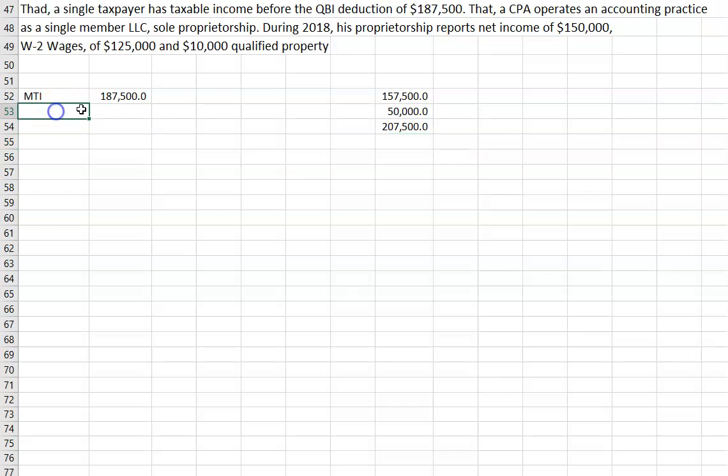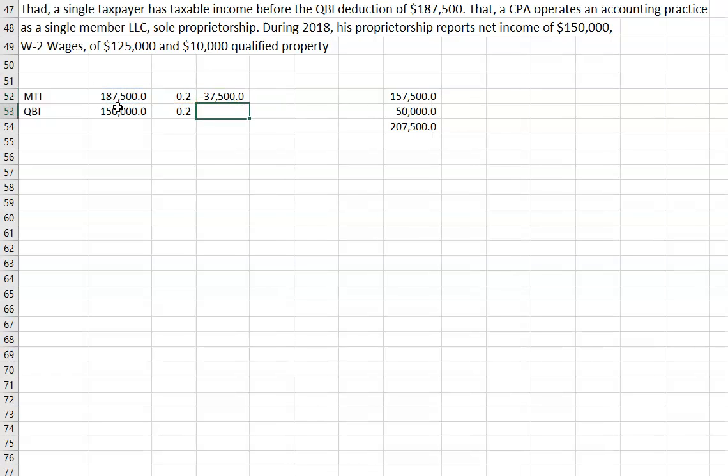All right, and so our QBI is given, and he has a sole proprietorship, and it reports net income of $150,000. So that's our QBI. First step is always to multiply these numbers by 20%, and we'll take the lesser of. So let's see what we have, and we'll just make note that our lesser of is this one. I'm just going to highlight it so that I know what it is.